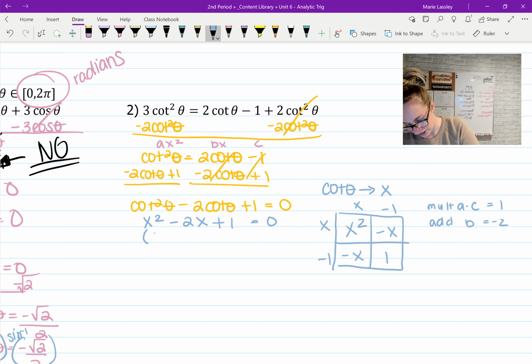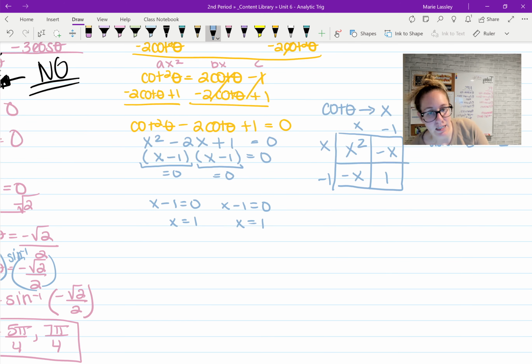Now we can take each parentheses and set it equal to 0. So x minus 1 equals 0, and this is also x minus 1 equals 0. So x equals 1, x equals 1. Now you might be wondering, Miss Lastly, this is supposed to have cotangents in it. Well, now that we have x by itself, we can replace x with cotangent. So I now have cotangent theta equals 1, cotangent theta equals 1. That might make it a little bit easier.